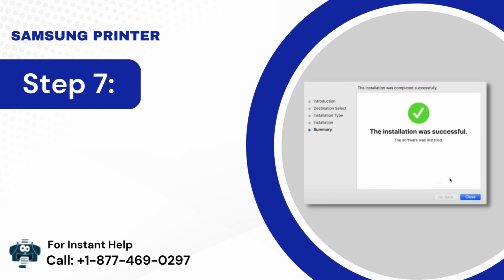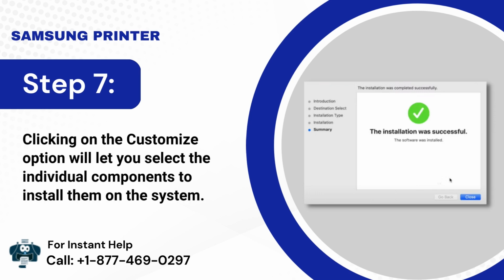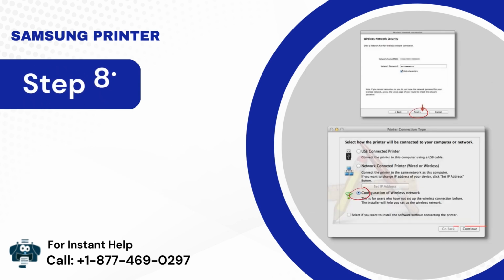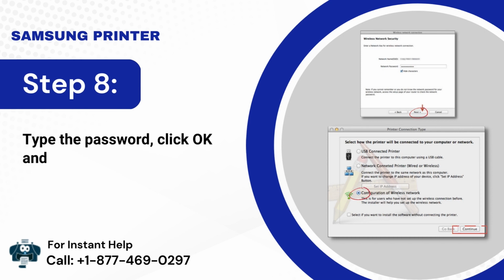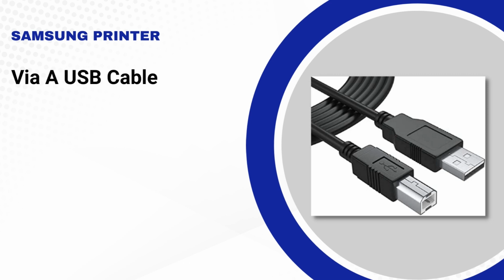Step 7. Clicking on the Customize option will let you select the individual components to install on the system. Step 8. Type the password, click OK and choose Configuration of Wireless Network, then click Continue. Via USB cable.